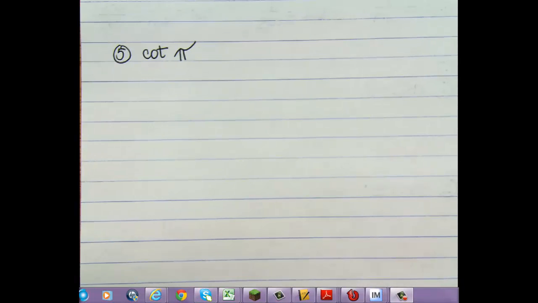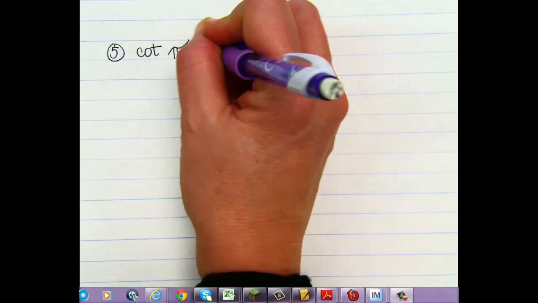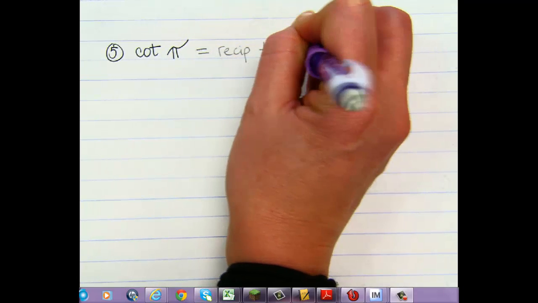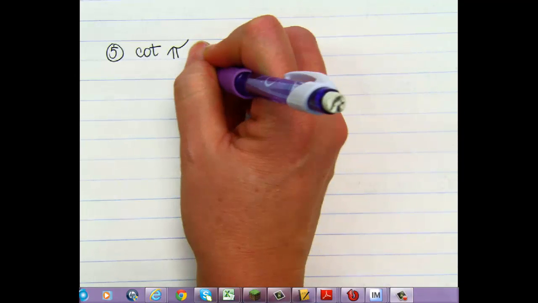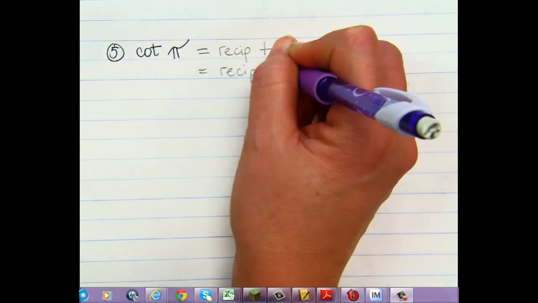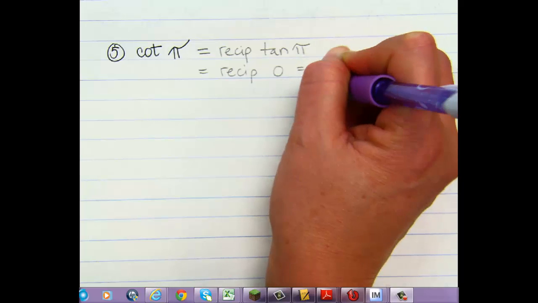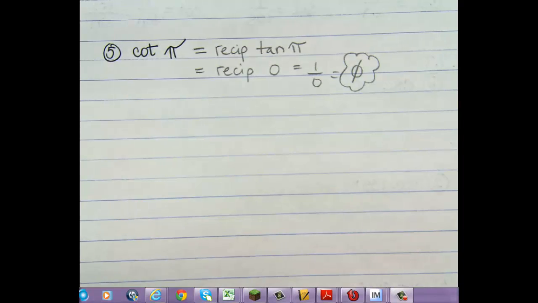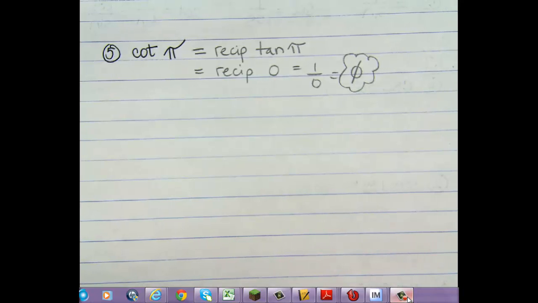And finally, our last one, number 5, the cotangent of pi is the reciprocal of the tangent of pi. Tangent of pi is 0. The slope of a horizontal line is 0. And we just saw that the reciprocal of 0 is undefined. So the cotangent of pi is undefined.